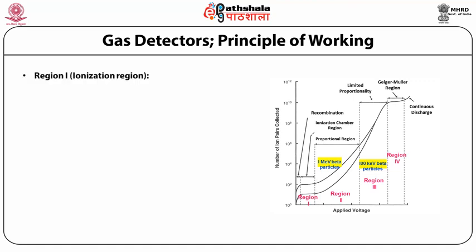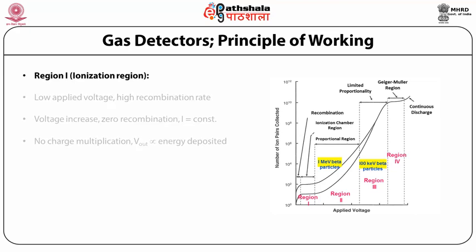Now region 1 is the low voltage region, that is when the applied bias voltage to a gas detector is low. In this region, due to the low applied voltage, the recombination rate is high. That is, the charged radiation comes in, it creates electron ion pairs, and since the voltage is not sufficient to guide these electrons and ion pairs to their respective electrodes, their recombination takes place. For these detectors we have high recombination rates.